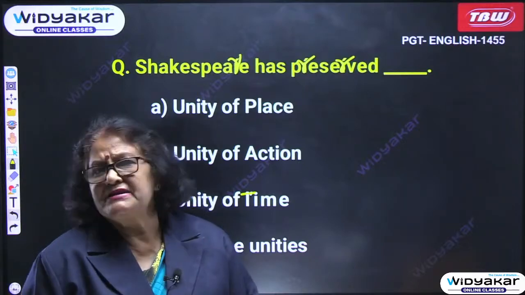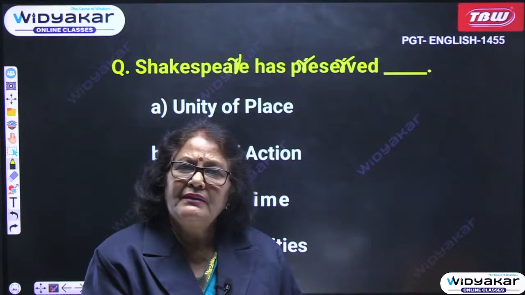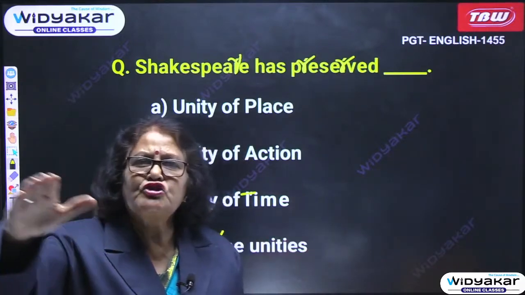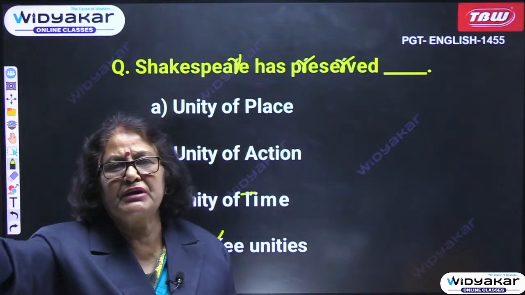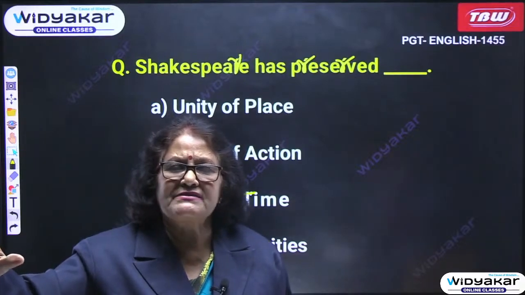So in historical plays it is impossible: the king becomes a king, then the king will have problems. The entire life is being shown, so how can you show it within 24 hours? So unity of time is impossible to maintain in historical plays.